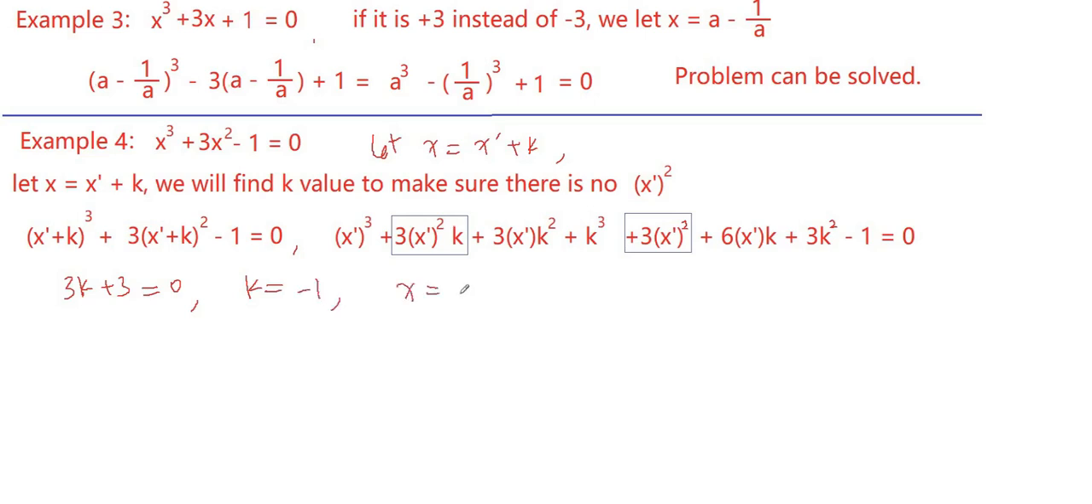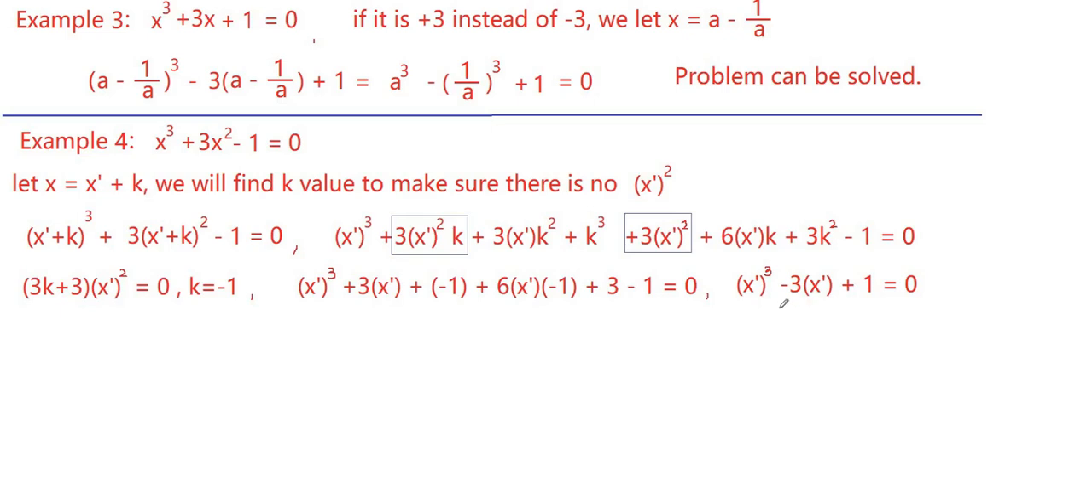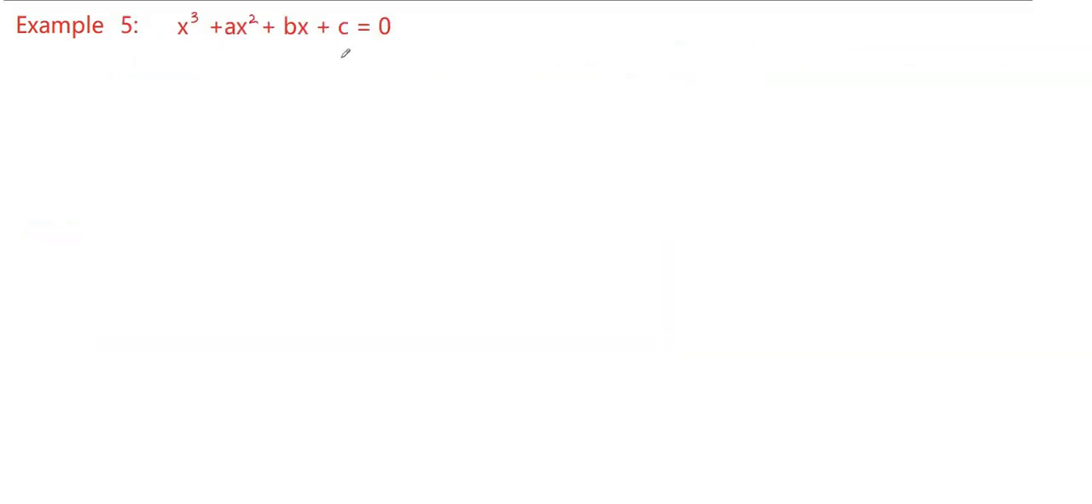So we can let x equal to x dot minus 1 and put it inside, and the equation will be changed to x dot cube minus 3x dot plus 1 minus 1 equal to 0, and we find it changed to the first problem. So this problem is changed to the first problem. It is solved. Let us see the general case.